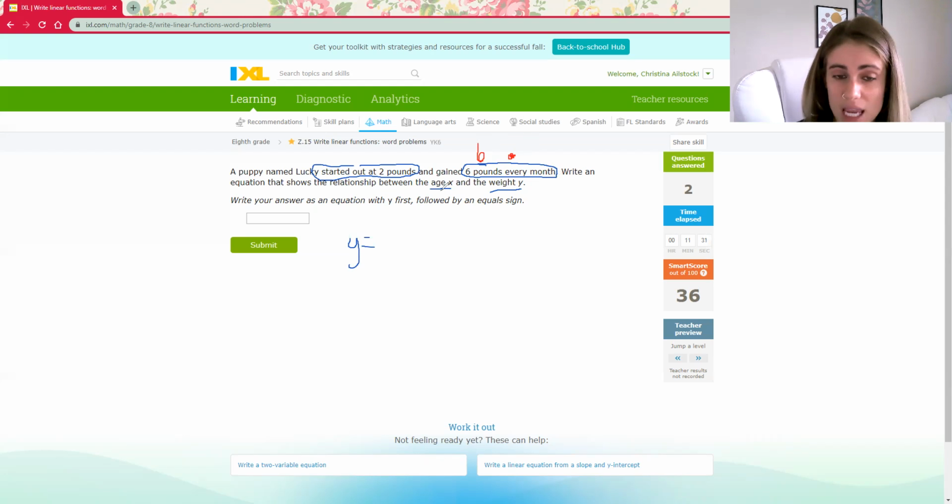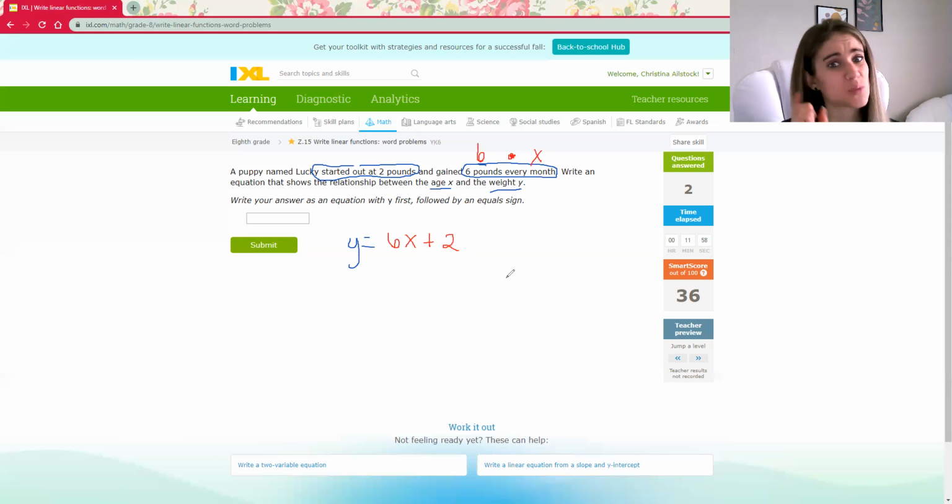Well, we said the age, which we're representing in months, is X. So it grows 6 pounds every X months. And then it started off as 2 pounds. So I need to add that 2 to the end because that was Lucky's initial and starting weight when he or she was born. All right, let's do our final double check because we don't want to get it wrong and our SMART score to plummet. That'd be sad.